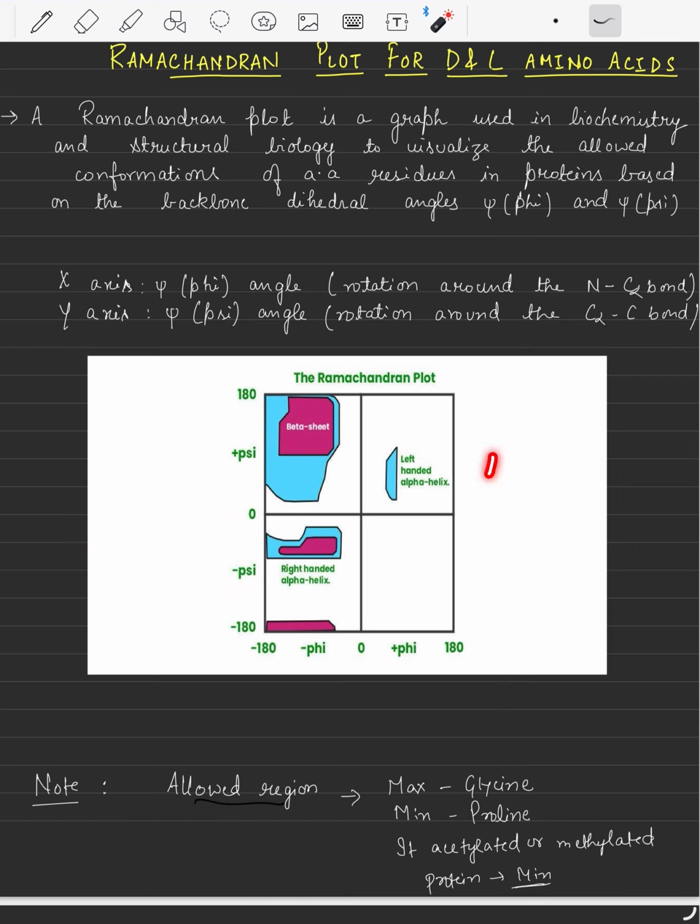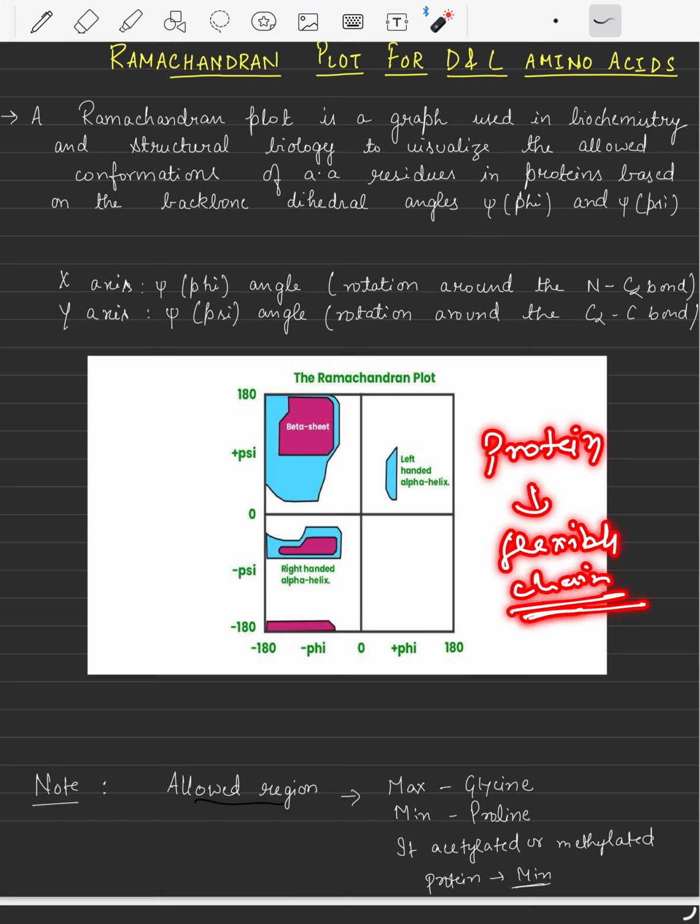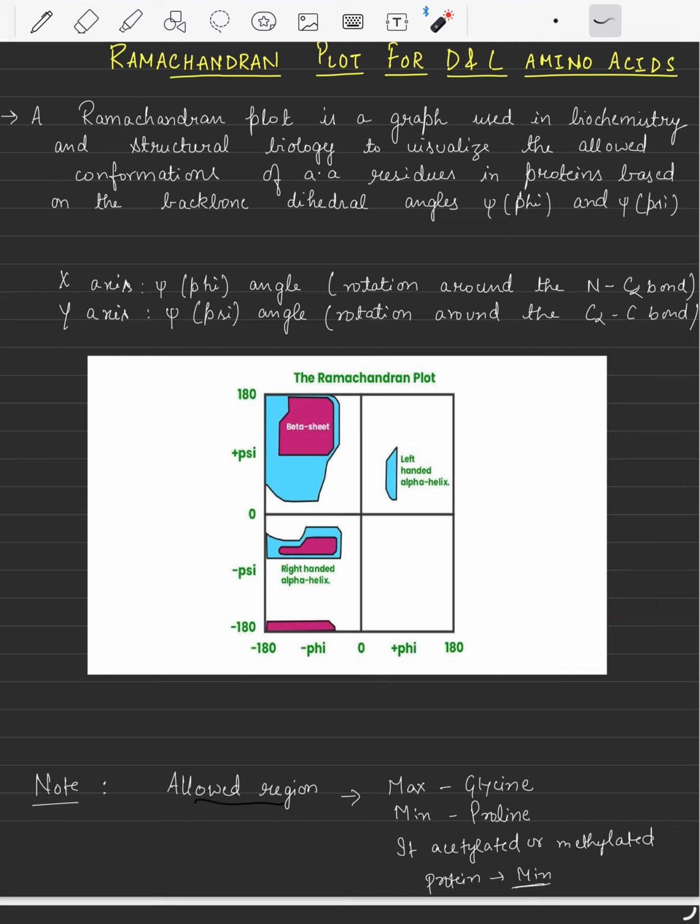Suppose protein is a flexible chain. So when you rotate, only some conformations will be allowed. You cannot rotate at all angles. The reason is there will be a clash between the atoms. So you can just remember, only some will be sterically allowed, then certain conformations may be disallowed. Like that, only the allowed conformations are plotted by means of this Ramachandran plot.